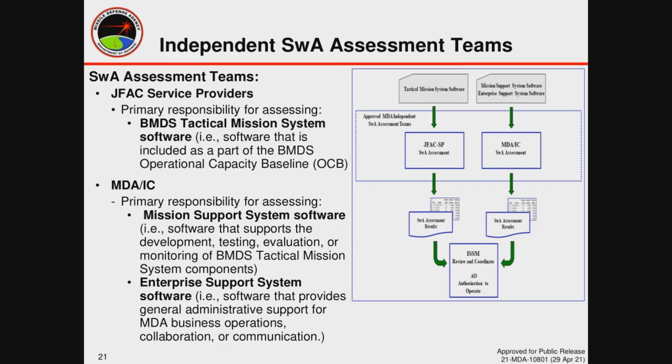Also, remember I said that there are three types of software efforts that the Missile Defense Agency is concerned about: tactical mission systems, mission support systems, and enterprise support systems. The Missile Defense Agency has designated two software assurance assessment organizations to support the independent software assurance assessments for all of our software. Both of those organizations have been approved by the MDA's authorizing official to conduct independent software assurance assessments in order to support authorization to operate decisions.